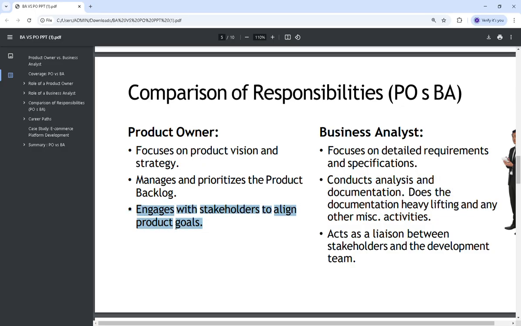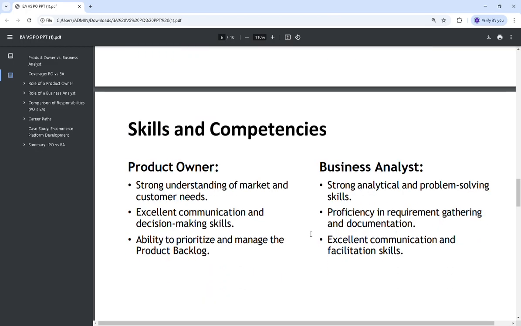Engaging with the stakeholders to align product goals. Already, with vision, we are discussing stakeholders, that is always here. Act as a liaison between stakeholder and development team, that we already discussed as a business analyst. So this comparison we know.